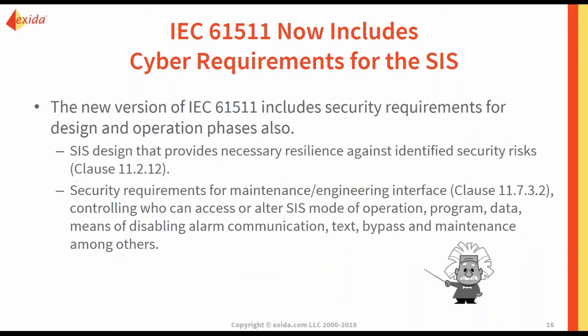Additionally, it includes requirements for design and operation phases also, which is basically physical security. You want to make sure that people aren't entering the plant. You want to do background checks to make sure that everybody there is trustworthy. You want to secure the engineering station, things like that. So those requirements are also now included in the new version of 61511.